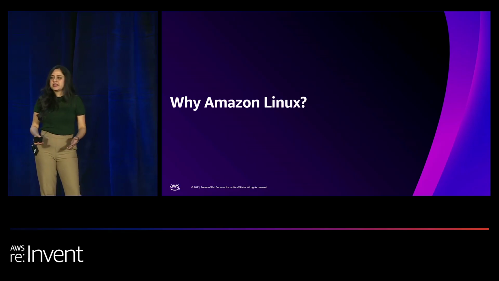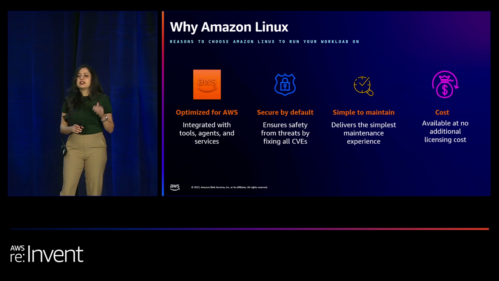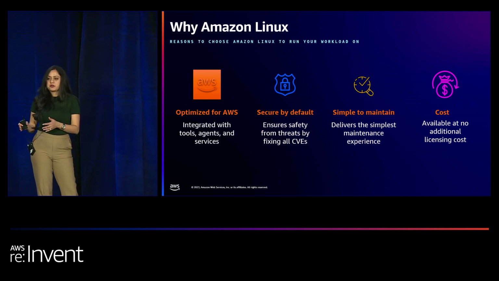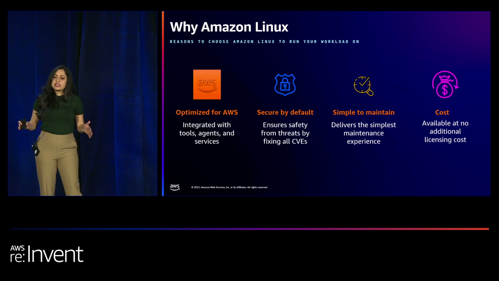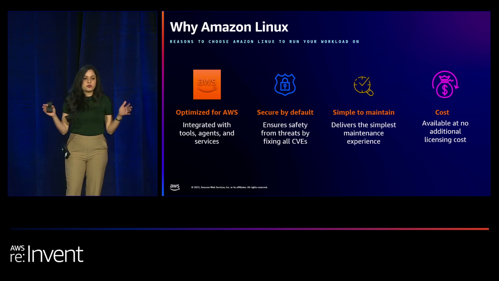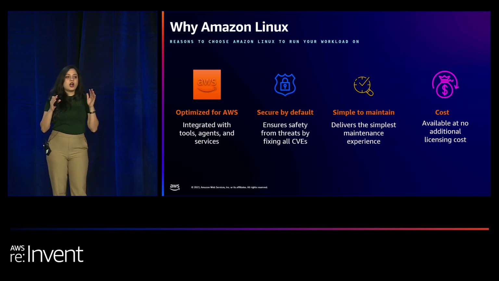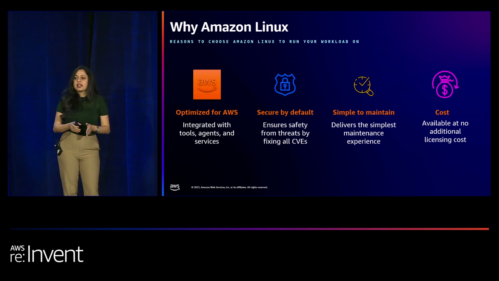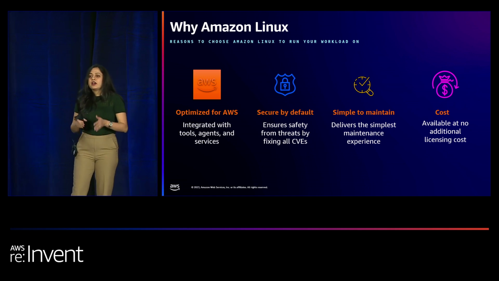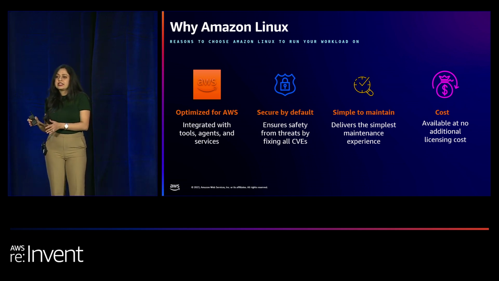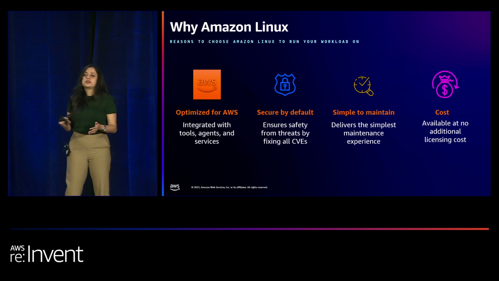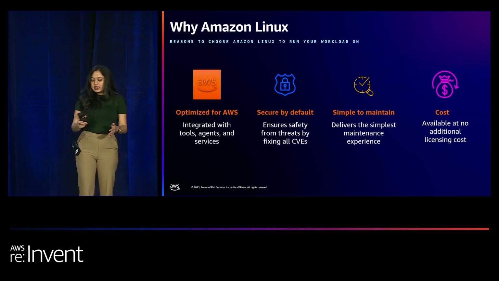All right, thanks. So that brings us to why you should select Amazon Linux as your operating system of choice when you run workloads on AWS. There are several reasons why, and we're going to get into each one of these in depth through the course of this presentation. Broadly speaking, they can be categorized into 4 pillars. The first one is optimization for AWS, secure by default, an operating system that is simple and easy to maintain as you run workloads on it. And of course, there is cost, which there is none associated with Amazon Linux. We're going to get into every one of these.